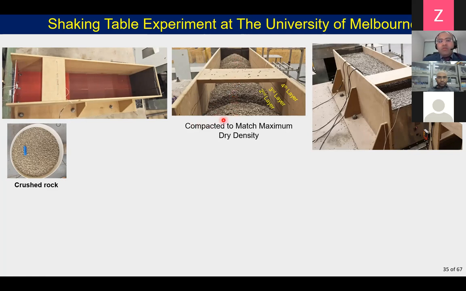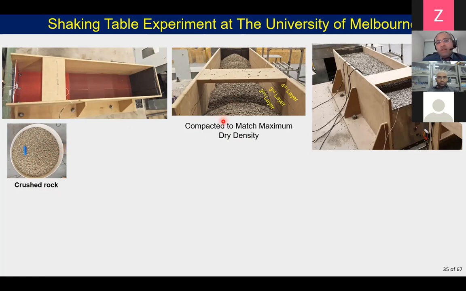And then we tried to find out the maximum dry density of the soil. In our case, we tried to get away from using sand or any clay material, because constructing a scaled down backfill using this kind of fine grain material is really very hard.